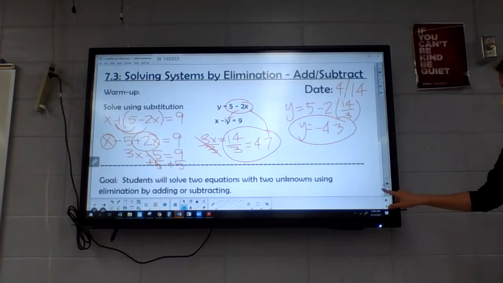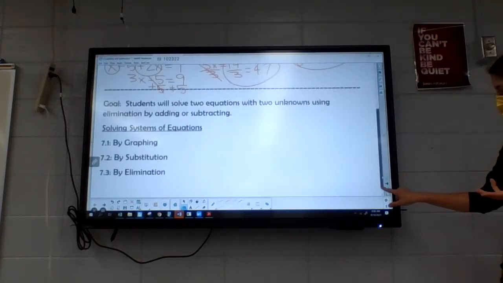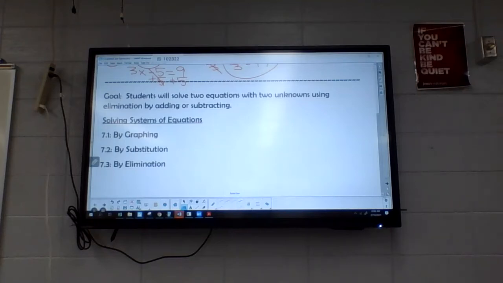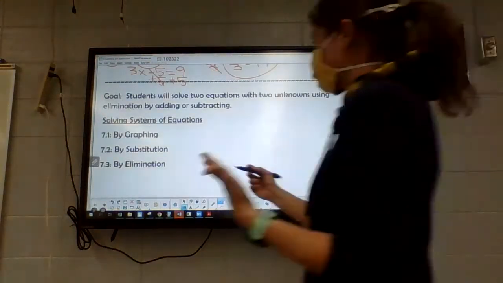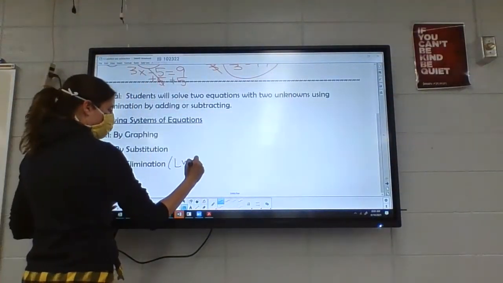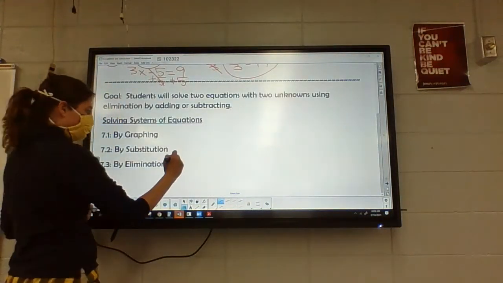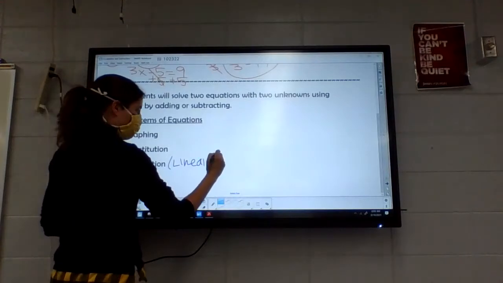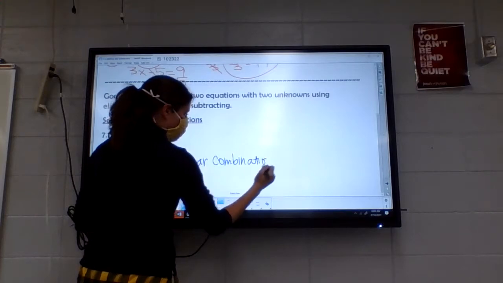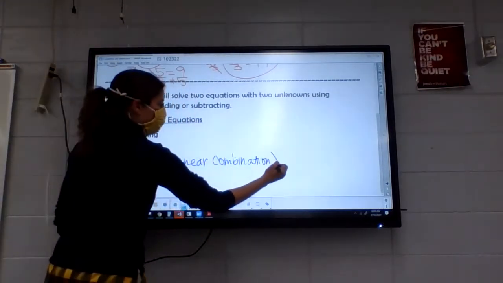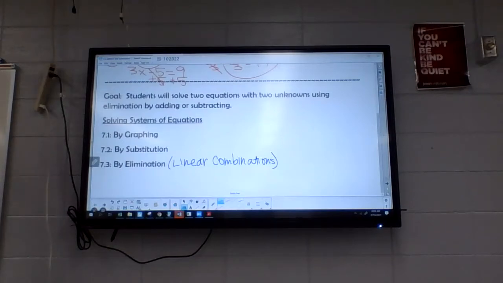So what we're going to talk about, so we've talked about two different types so far. We did graphing, we did substitution. Today we're going to do what we call elimination. If you're someone who uses other resources online, they might call it linear combination. Some textbooks call it that. So that's another name for it, linear combinations. Basically, we're going to be putting the equations together.